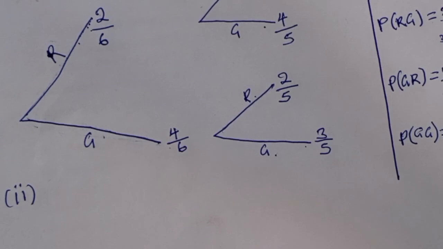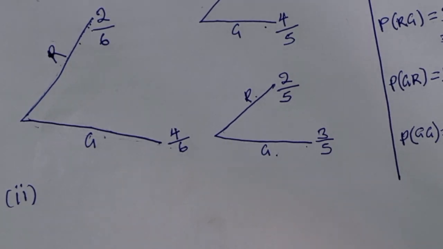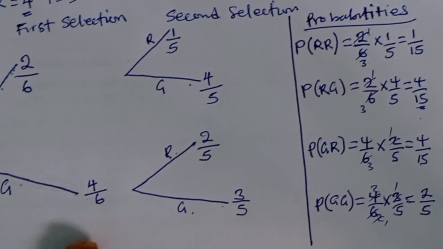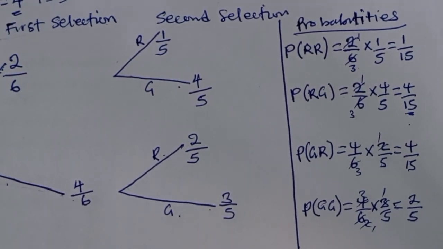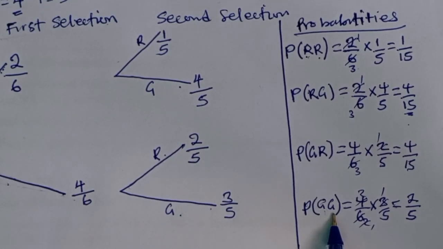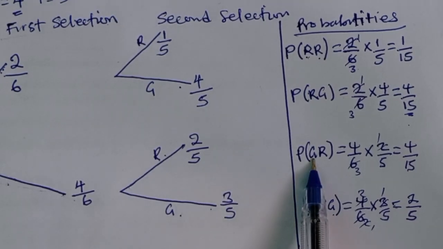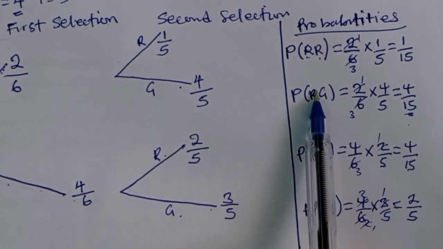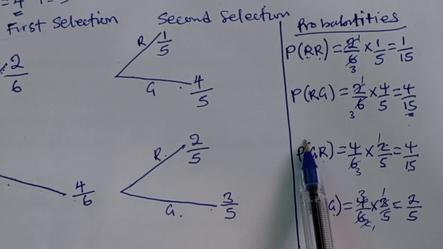Calculate the probability that the beads selected are of different colors. So probability of different colors. So the probabilities: when we look at the probabilities that are of different colors, this probability has the same colors. This probability has the same colors. So the probabilities of different colors are green, red and red, green. So these two probabilities are of different colors.